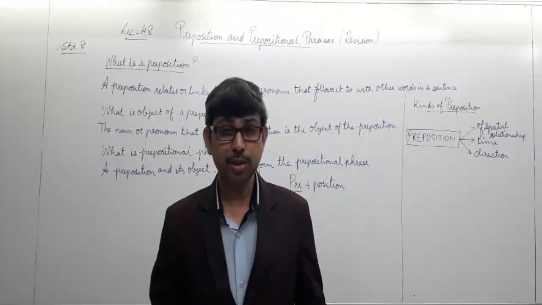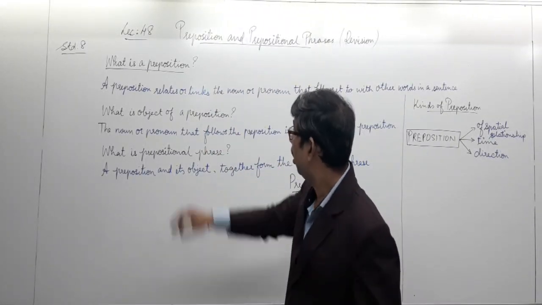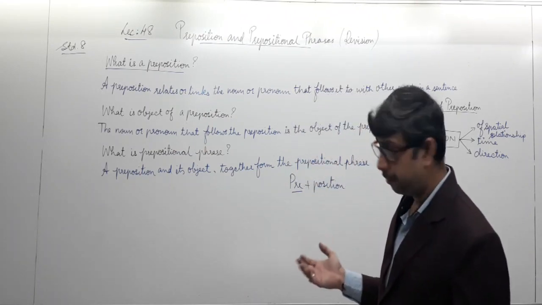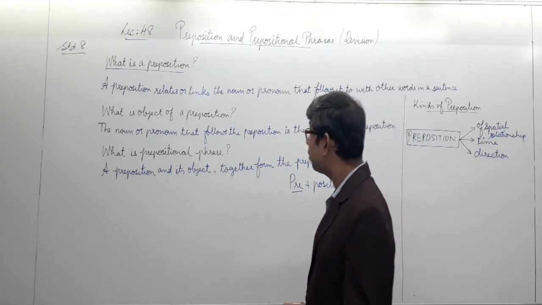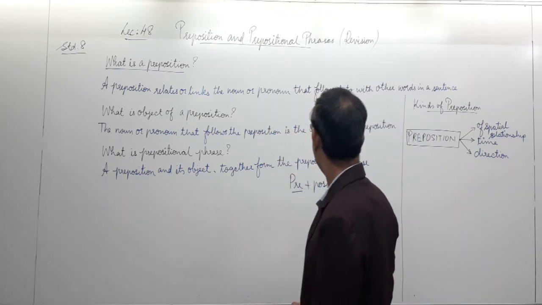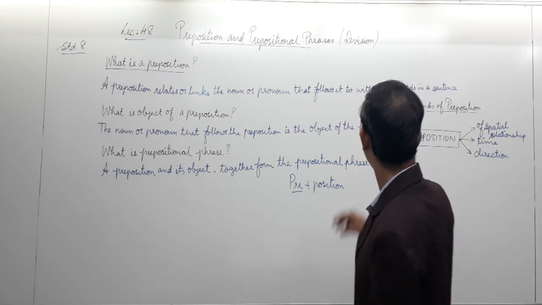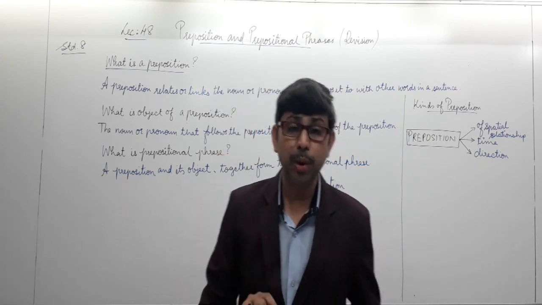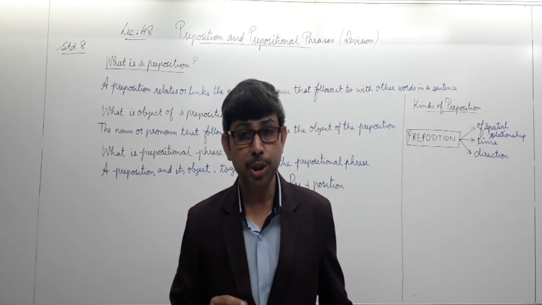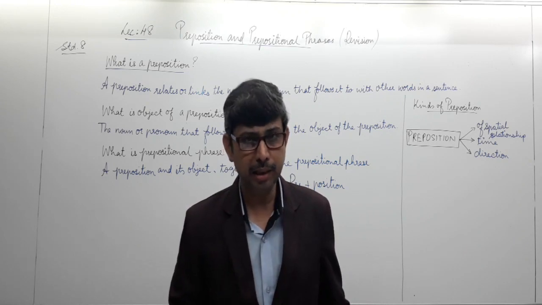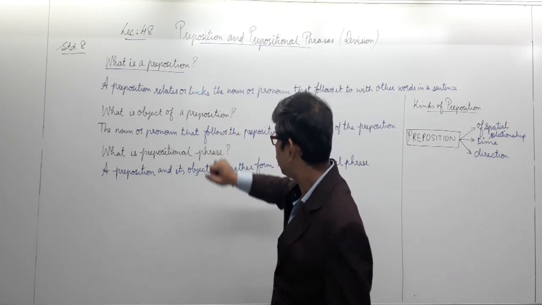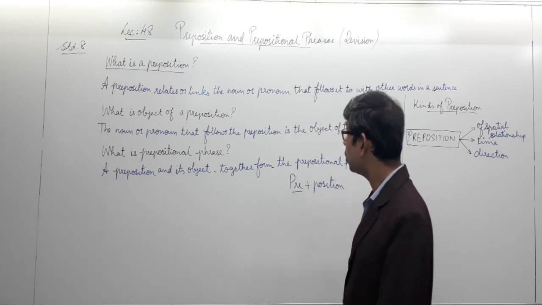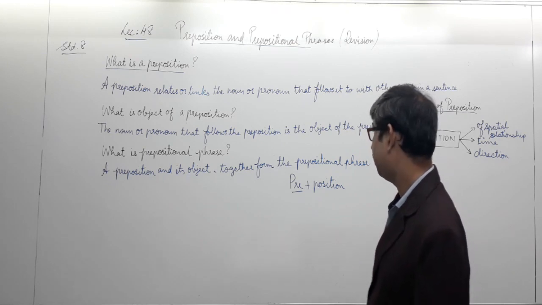Now let's ask these questions to ourselves as you see on the board. What is a preposition? What is object of a preposition? What is prepositional phrase? A preposition relates or links the noun or pronoun that follows it with other words in a sentence. So, a preposition is that word which shows some linkage or relationship with the other words in a sentence. Answering the second question, what is object of a preposition? The noun or pronoun that follows the preposition is the object of the preposition.